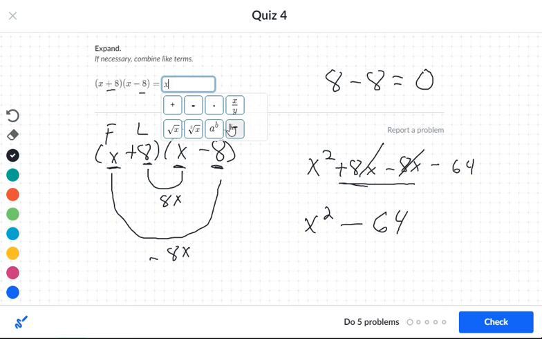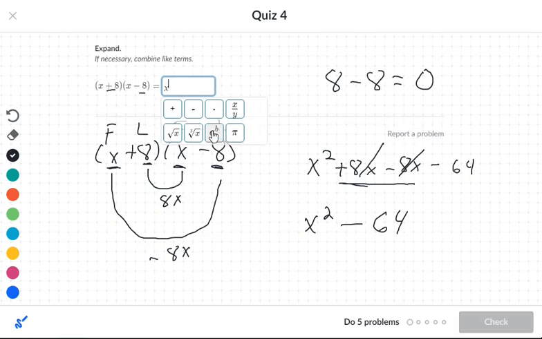So if it disappears like it did, like the middle term disappears, you can always go back and check it. So let me press the space bar here, go minus, and then we go 64.